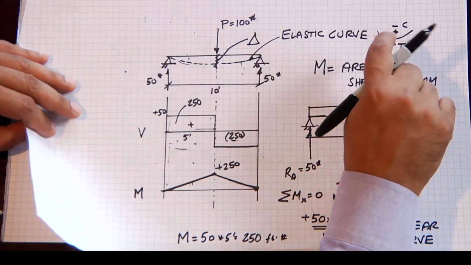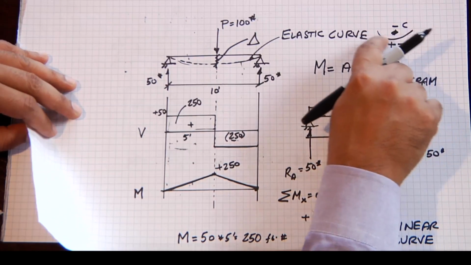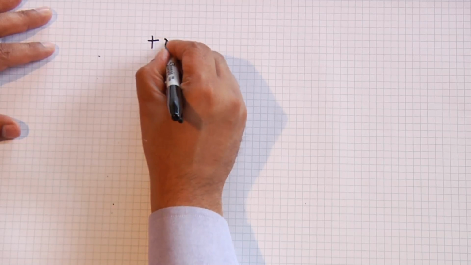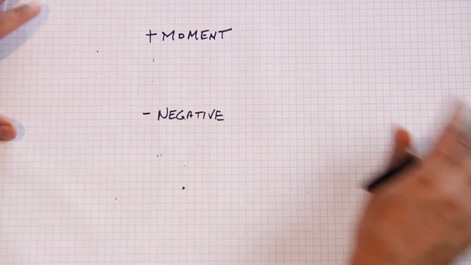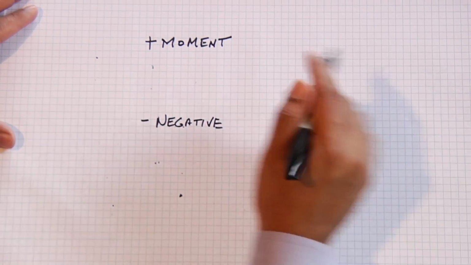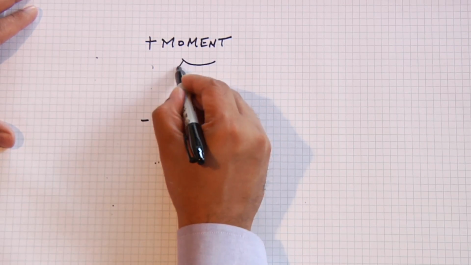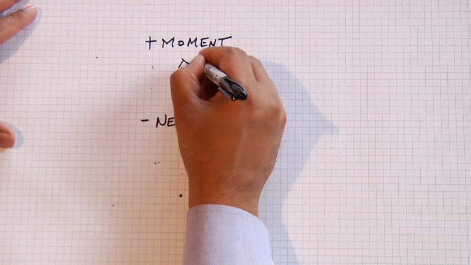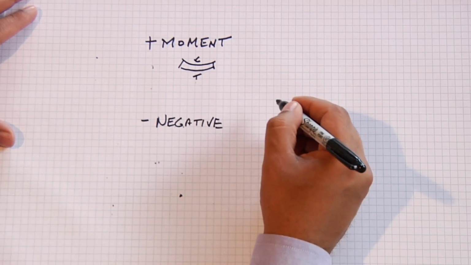That's usually the standard formula, but I'll give you a very simple notation to remember to determine positive and negative bending moment. It's a very simple rule that we use in the structural engineering business. Positive moment and negative moment. Positive moment occurs when the beam is shaped like this. We have compression on the top, tension on the bottom.